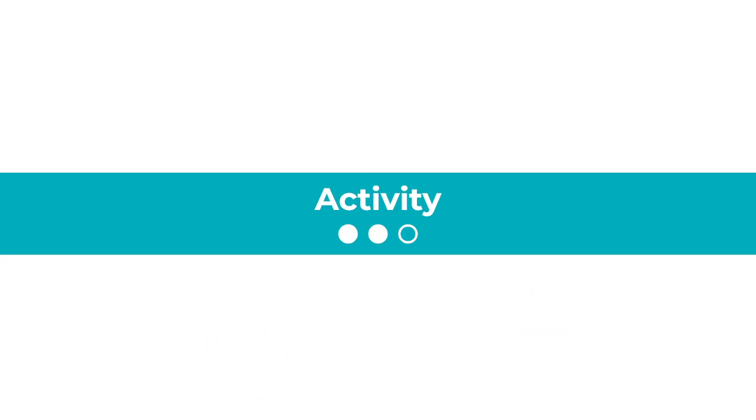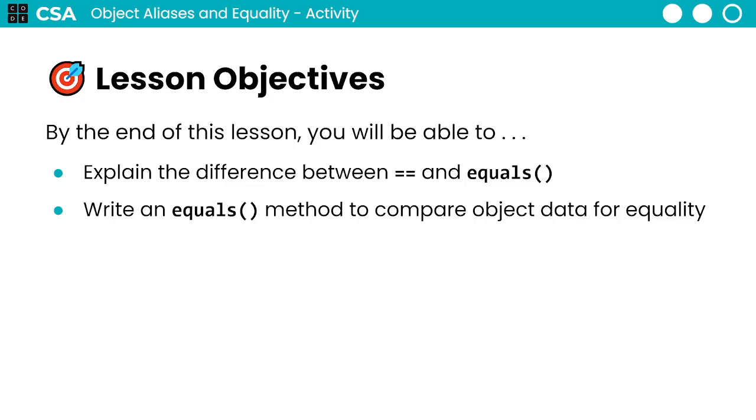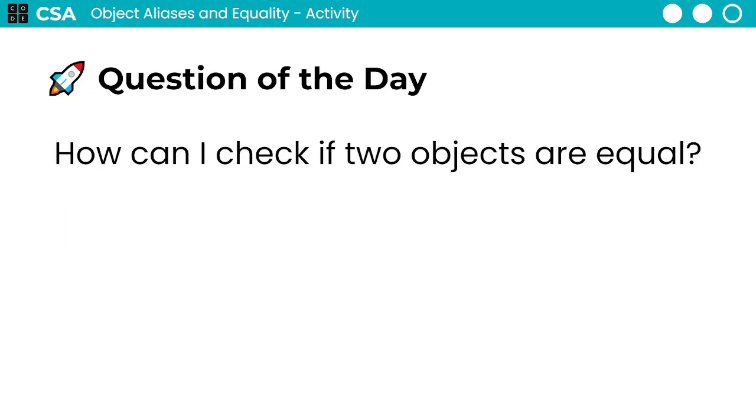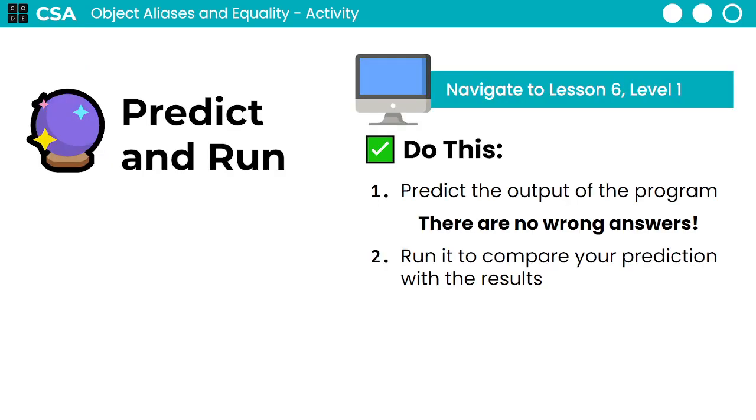All right, so for today, our lesson objective is that by the end of this lesson, you're going to be able to explain the difference between the equals sign and the equals method. We're also going to write an equals method to compare object data for equality. The question of the day that you should have is, how can I check if two objects are equal?